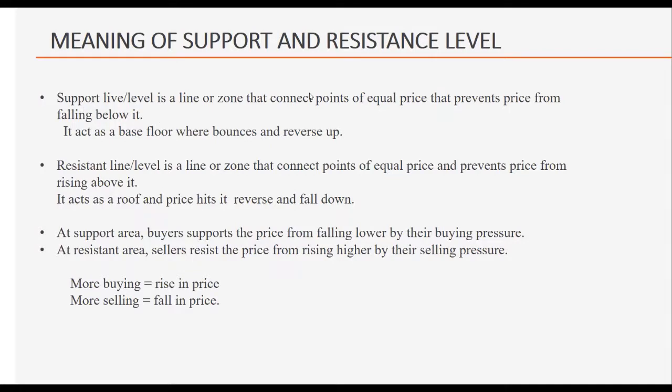So it's a line that connects points of equal price, and that line prevents price from falling below it. That's why we say it's acting as a base. When price gets to that line, price is going to bounce back up. Resistance line is the opposite. Resistance line or level is a line or a zone that connects points of equal price, and it prevents price from rising above it. So resistance is like a ceiling or a roof.